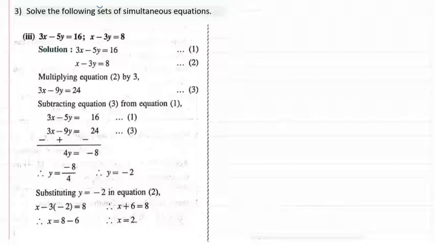So substituting y is equal to minus 2 in equation 2, we get x minus 3. In place of y we are supposed to write minus 2, so you have to place it inside the bracket, is equal to 8. Now let's open up the bracket. x remains as it is. Minus 3 into minus 2.